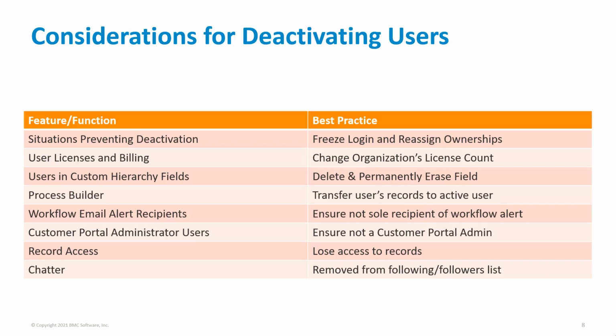Now Process Builder. Processes can't update records that are owned by inactive users. When you deactivate a user, also transfer that user's records to an active user to avoid failed processes. Similar with workflow email alert recipients. You can't deactivate a user that's assigned as the sole recipient of a workflow email alert.